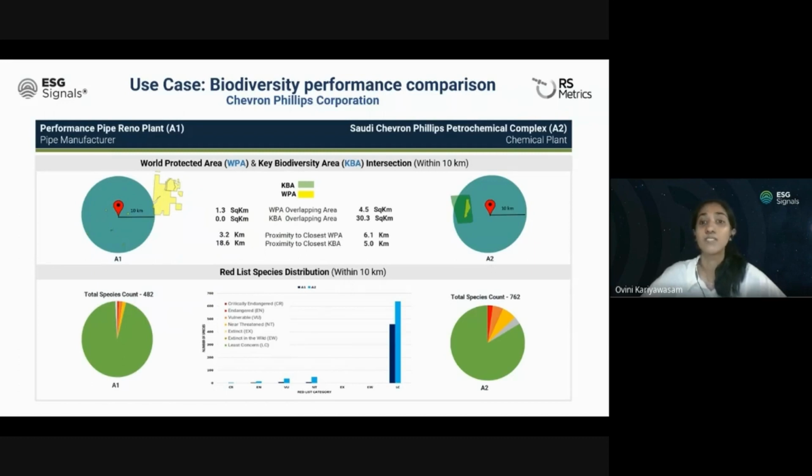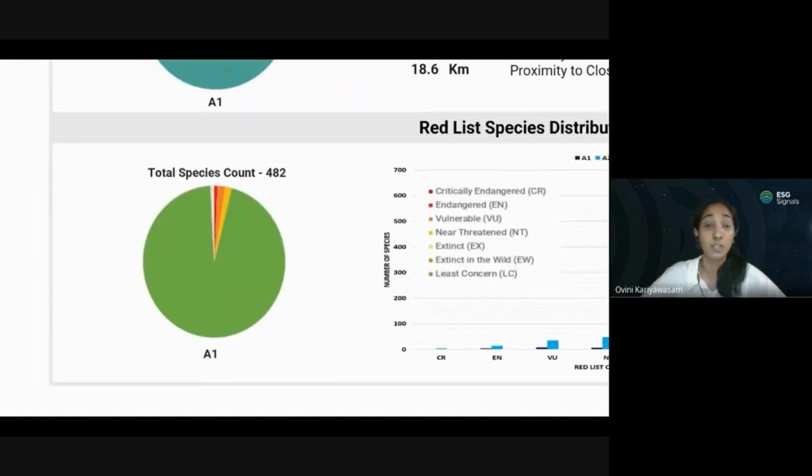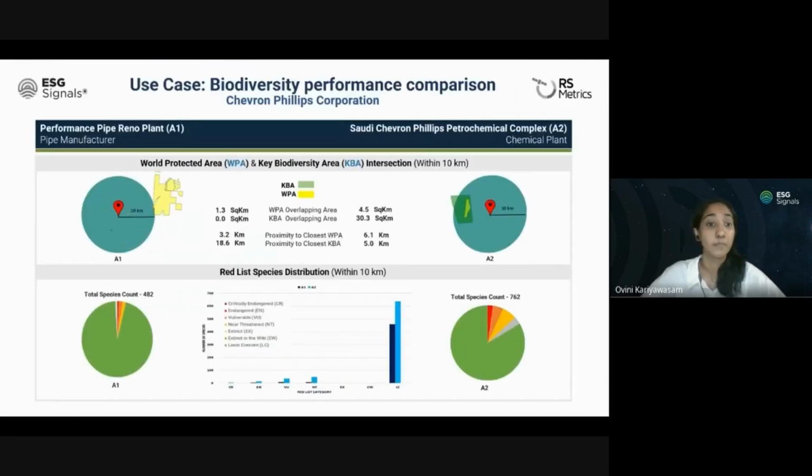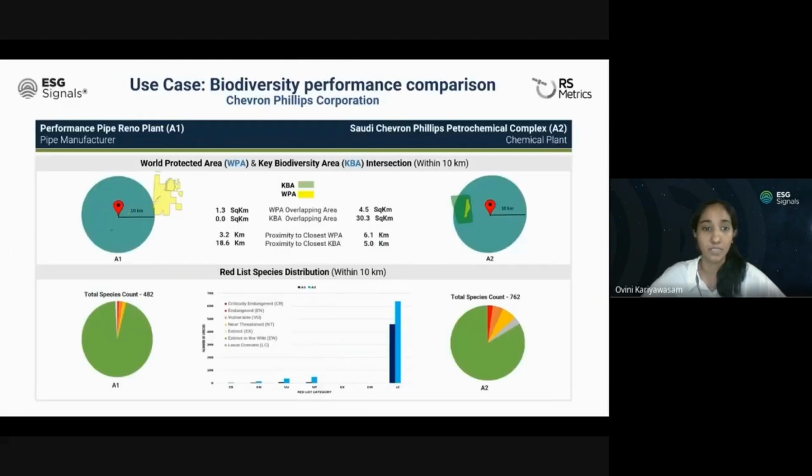In the comparison of these two assets, the total count of the species is very important when looking into the bigger picture. As you can see in the bar chart, the chemical plant has a higher number of least concern species compared to the pipe manufacturing plant. But when we look at the distribution of the species in the pipe manufacturer, we can see that the percentage is higher than that of the chemical plant.